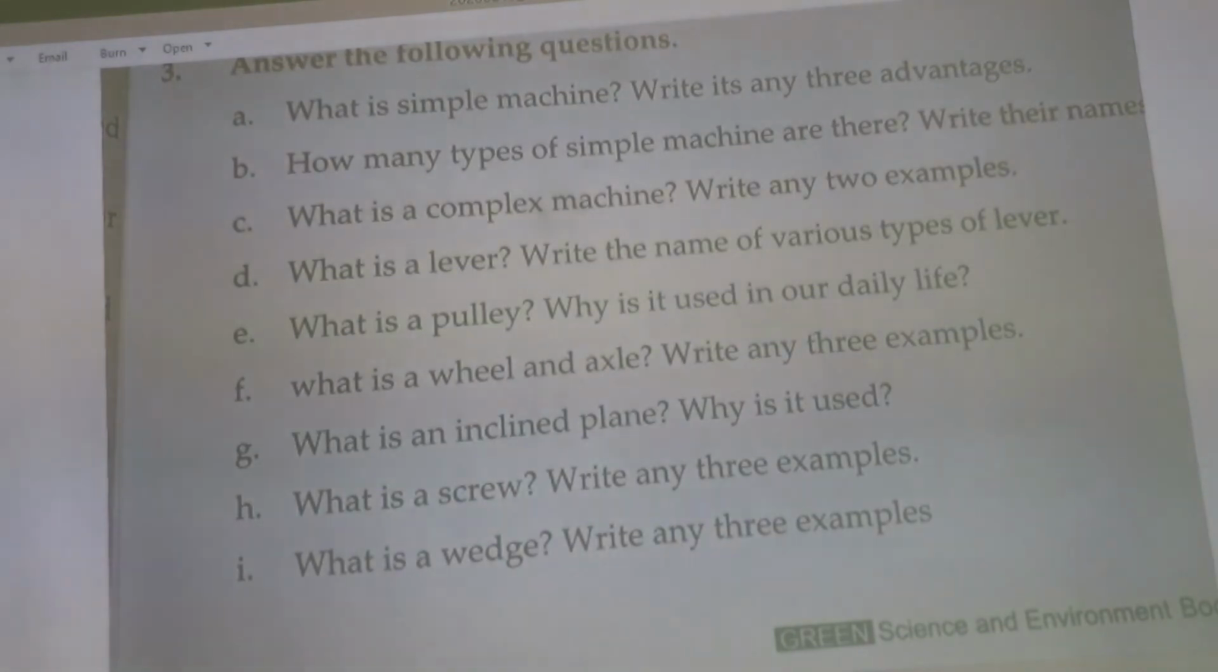Now you can see the homework on your screen on page number 37. You can turn to page number 37. You can see your homework. Question number 3, answer the following questions. Number A, what is a simple machine? Write its 3 advantages. Number B, how many types of simple machines are there? Write their names. What is a complex machine?